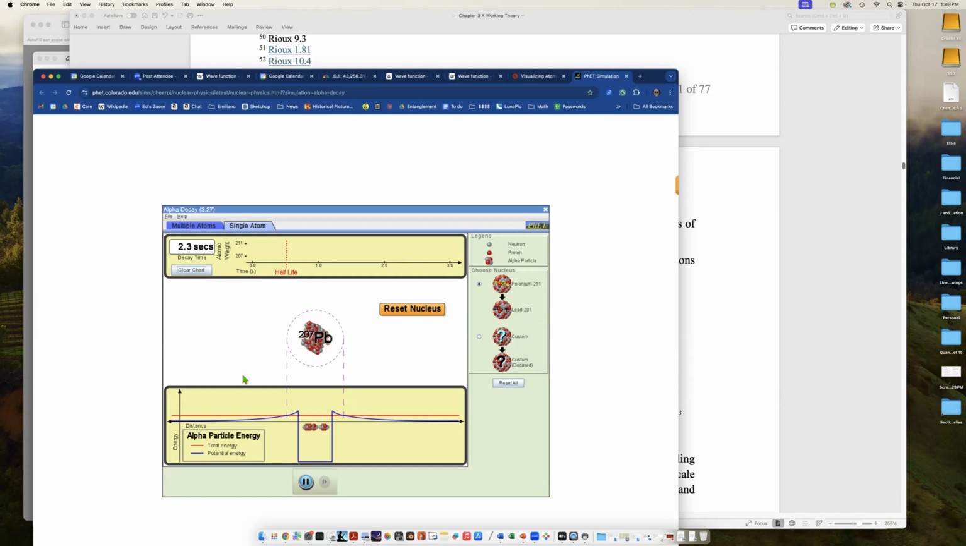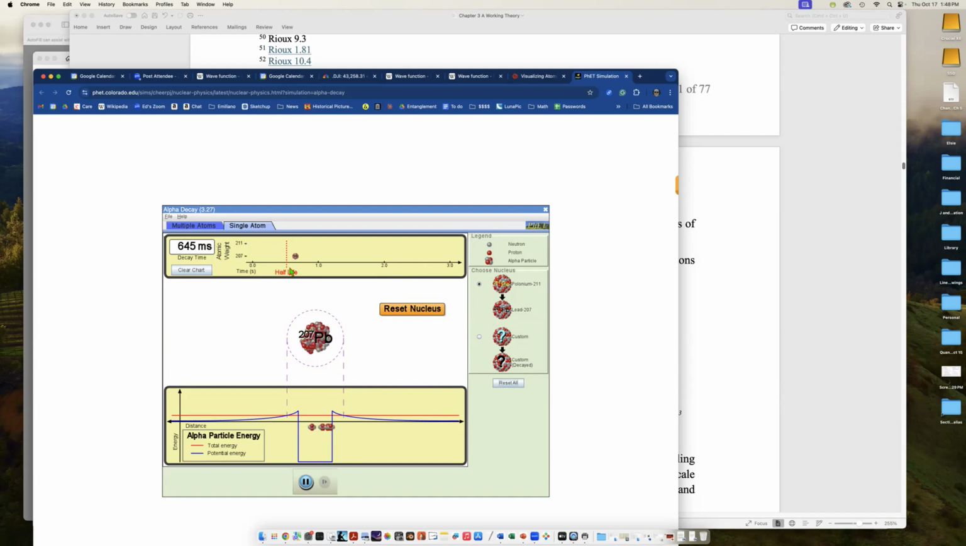So let's start this over. Where's the reset button? Oh, here it is. Yeah. So we have polonium 211. That tells us the behavior of the nucleus. And suddenly a particle gets thrown out because of tunneling. And now we have lead 207. And the half-life turned out, here's the half-life.